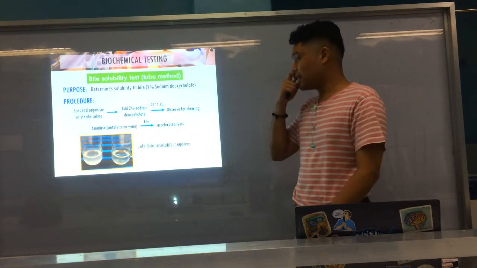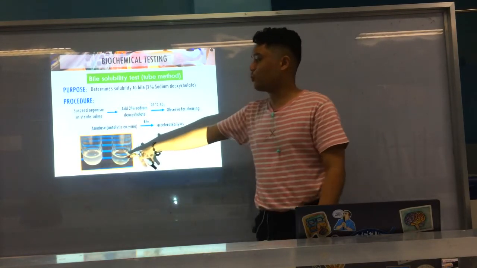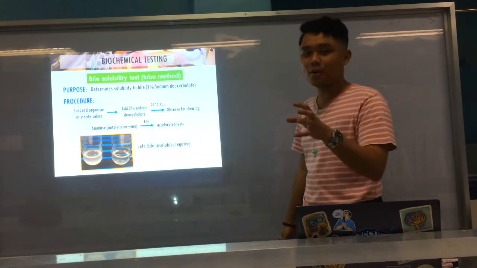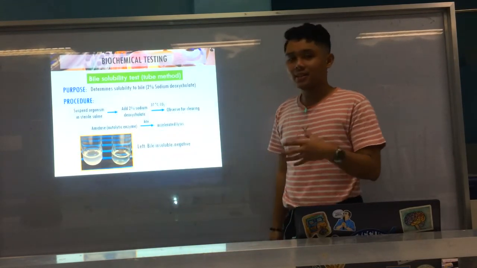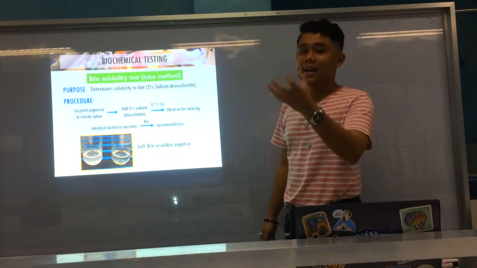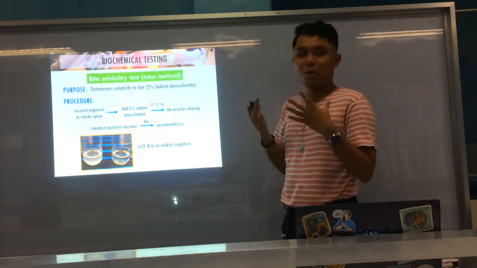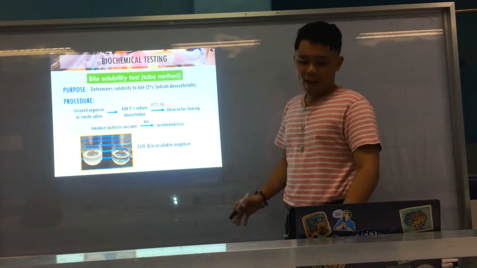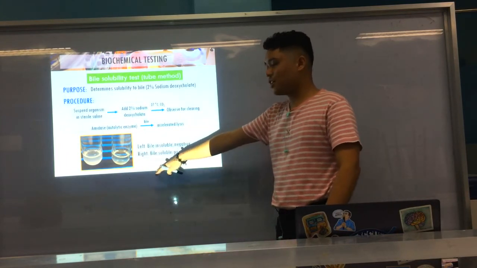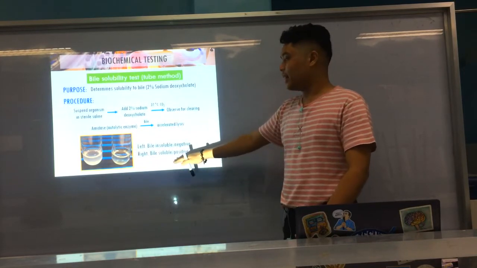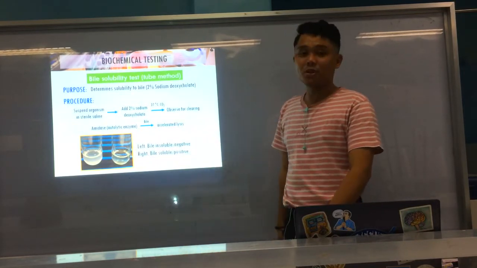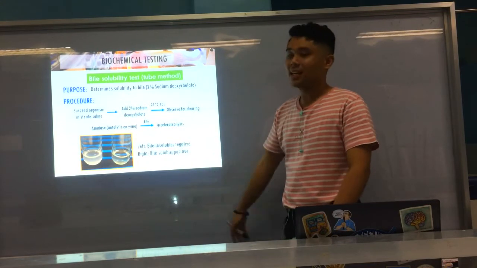The left, of course, is negative, bile insoluble. The organism still grew. It's still turbid, meaning the bile did not work, or it lacks the amidase enzyme that can autolyze, meaning lyse itself. Therefore, the turbidity and the growth would disappear. And the right one is positive. It's clear, meaning it's bile soluble and positive. So the expected result for S. pneumoniae is the right one.